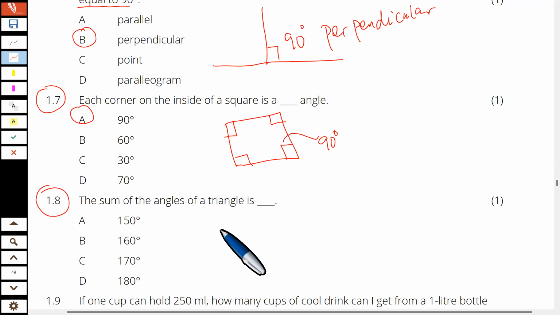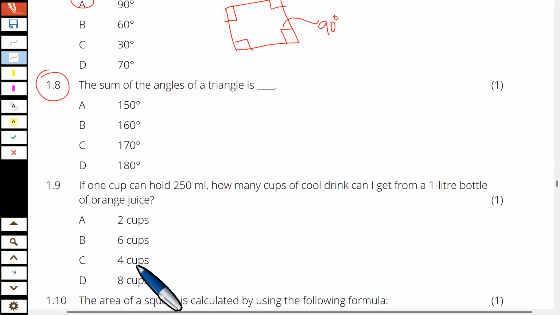So if you look at 1.8, the sum of the angles of a triangle is what? Is it 150? Is it 160? Is it 170? Or is it 180? What do you think? Are you able to see the question? What do you think the answer is to 1.8? I think it's 150. But that's fine because we're practicing. The answer is that it is 180 degrees.